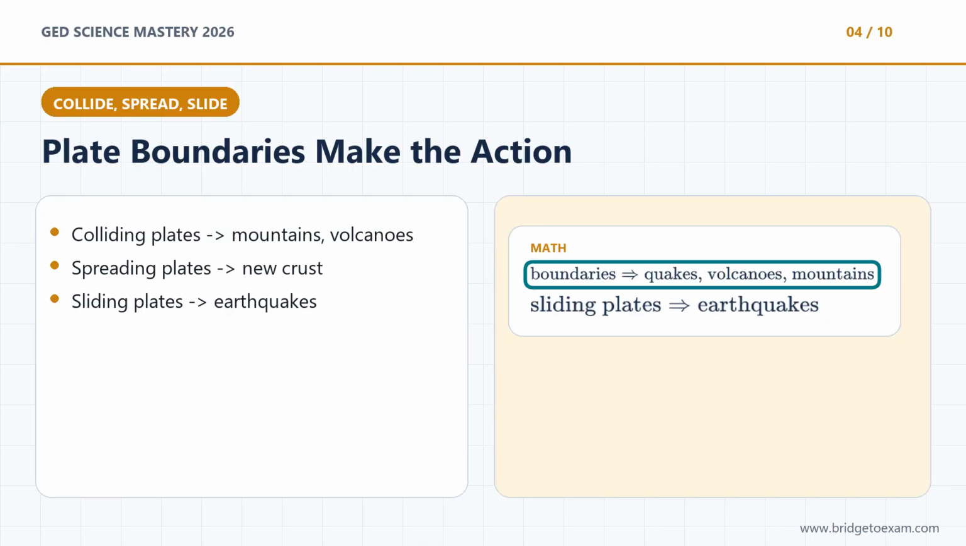Most geologic action happens at plate boundaries, where plates meet. If plates collide, crust can fold upward into mountains, or one plate can sink below another and feed volcanoes. If plates move apart, new crust can form. If plates slide past each other, stress builds and releases as earthquakes. So when a GED question shows a map of earthquakes or volcanoes, look for the plate boundaries first. That pattern is the evidence.